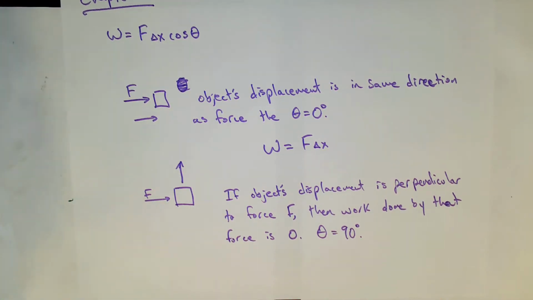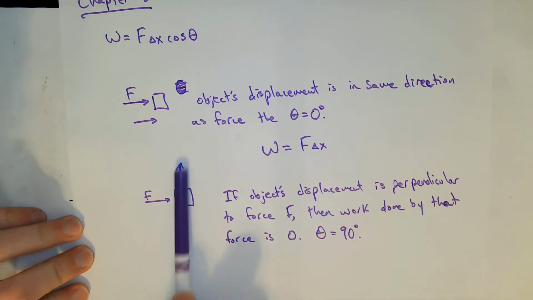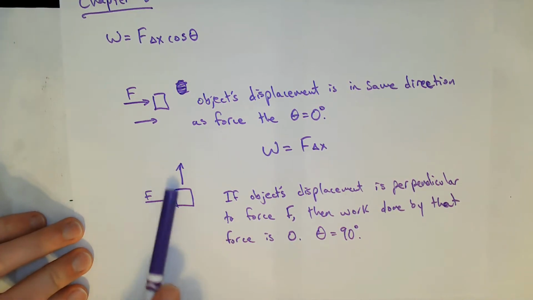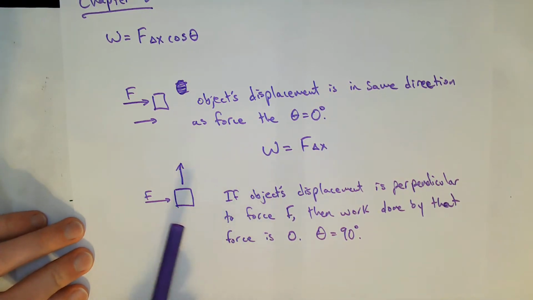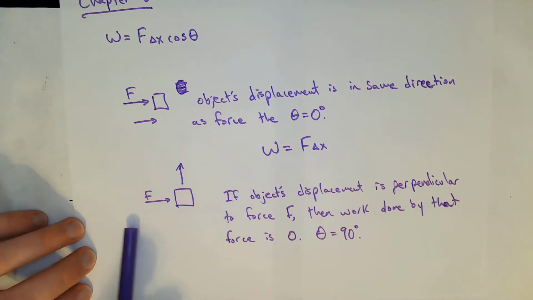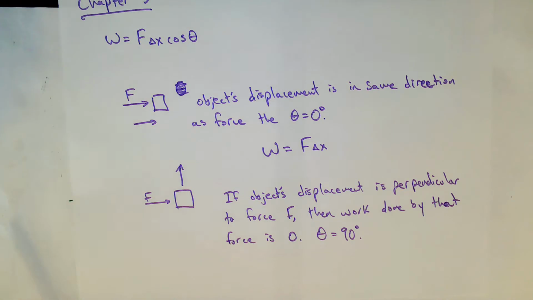Okay, so work is relative to whatever the force is, right? There is work being done here by a different force that's pointing up. But if I'm just zeroing in on this force that's pushing to the right, but the object is moving perpendicular to this force, then the work done by this force is 0.